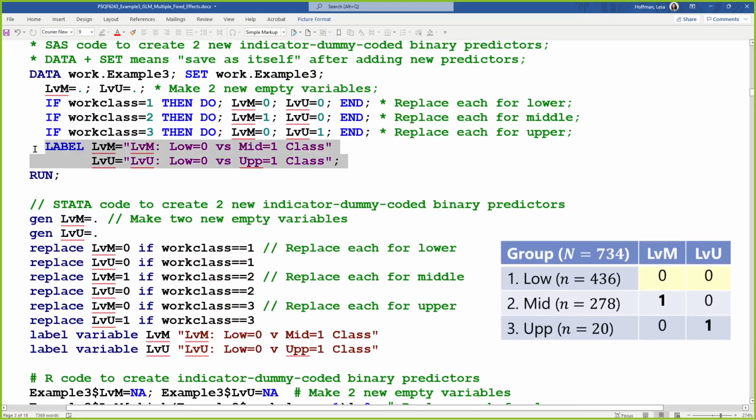And then I added labels because I want to remind myself what I did later on. And note all the semicolons, SAS users. Seriously, a semicolon, that's what SAS stands for. There's one here that closes the do. There's one after each of the new variables, and then there's one after the end. So if you're typing this and the colors don't look right, check for missing semicolons.